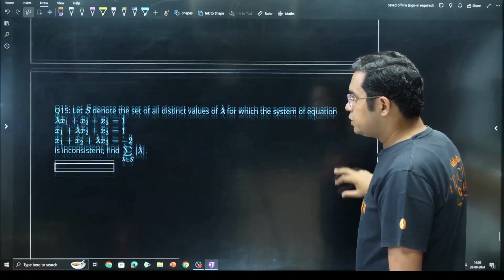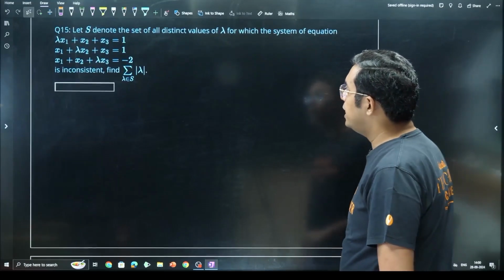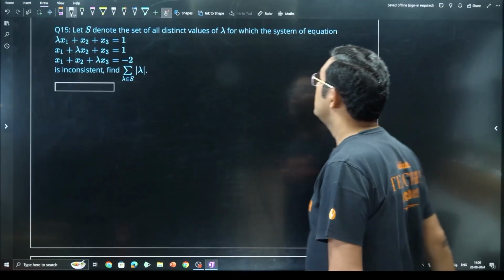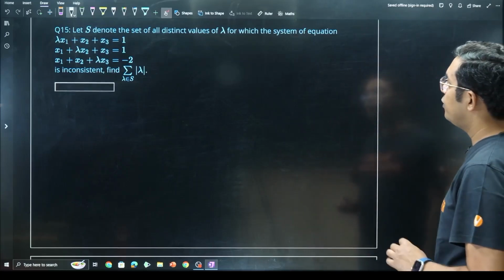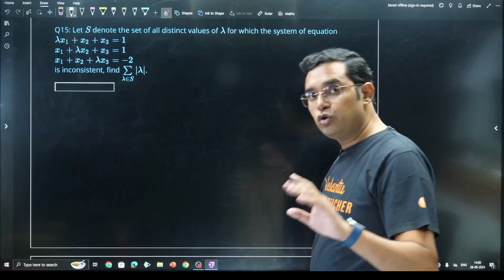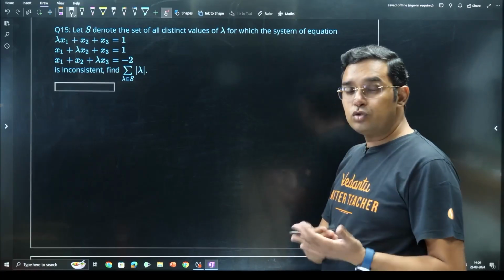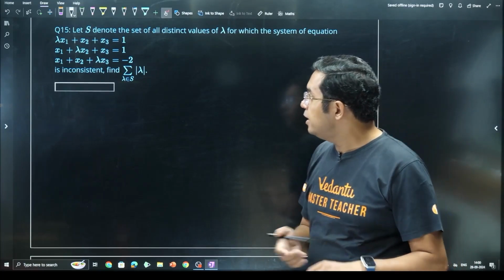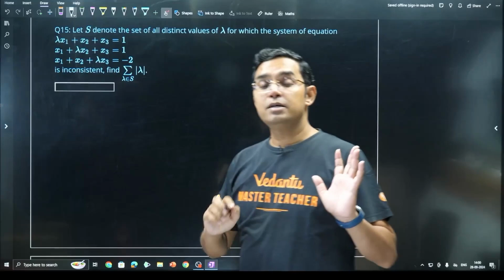Okay, moving to the last question. Here we are given S denotes the set of all distinct values of lambda for which the system of equations is inconsistent. Inconsistent means there should not be any solution. Okay, no solution or infinite solutions occur when the value of determinant is 0.